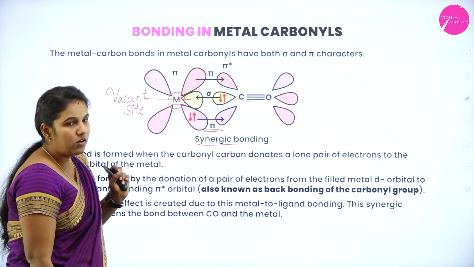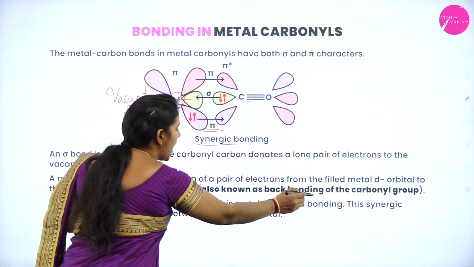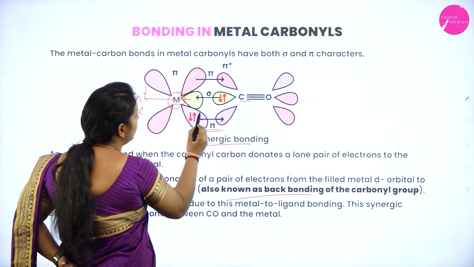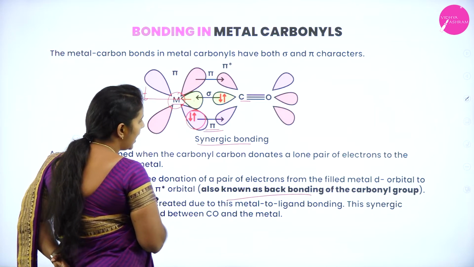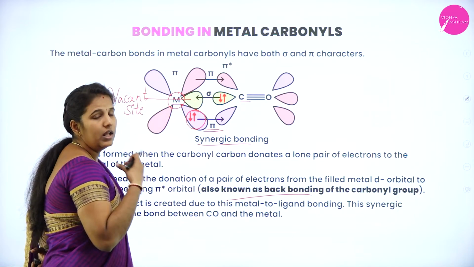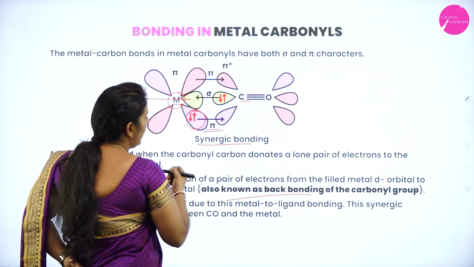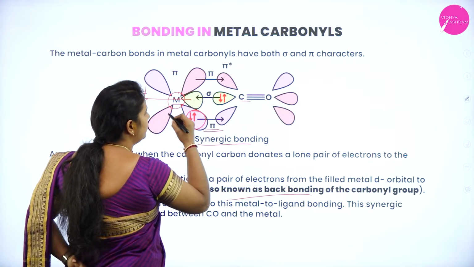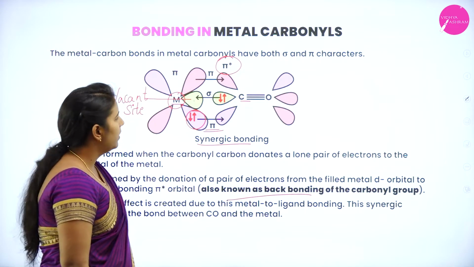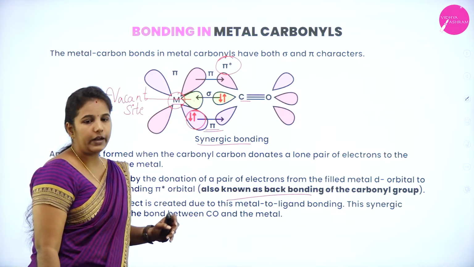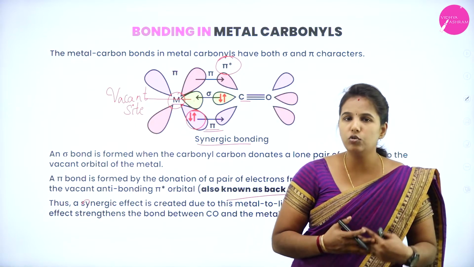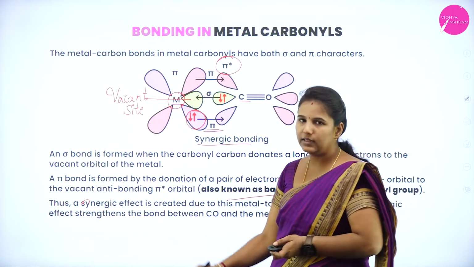And we also use a common term known as back bonding. What does it mean? Already I have explained that the electron present in the last shell of the central metal atom is donated to the carbonyl group, which has a vacant site. So what will happen? These electrons are donated to the anti-bonding orbitals of the carbonyl group. Hence, it is also known as back bonding. This is how the metal, when reacting with the ligands, involves 2 types of bond: one is sigma bond, the other is pi bond.